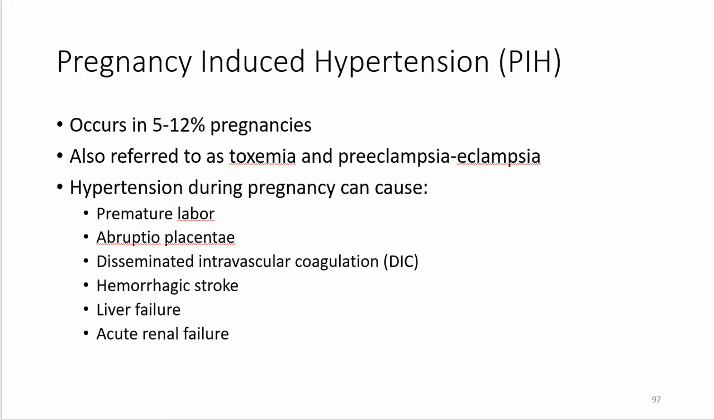Hemorrhagic stroke, that literally means that you blow aneurysms in your brain from the increased hypertension. Liver failure, acute renal failure, like sudden acute renal failure, all can happen because of this. So toxemia, preeclampsia, eclampsia is really a medical emergency, and a lot of times that results in really early cesarean section to try and prevent this from getting further, because it can have some very serious consequences on both the mother and the baby.